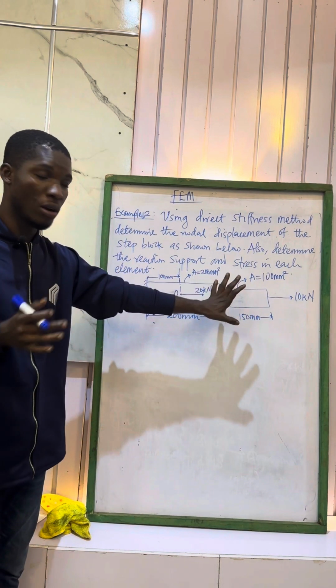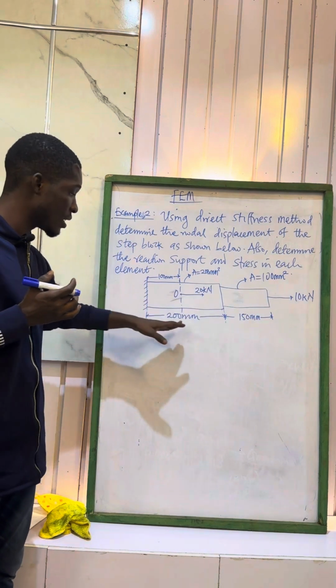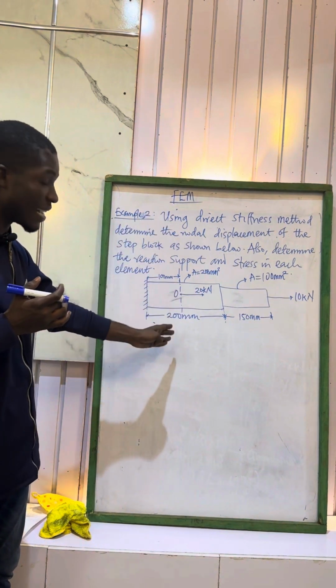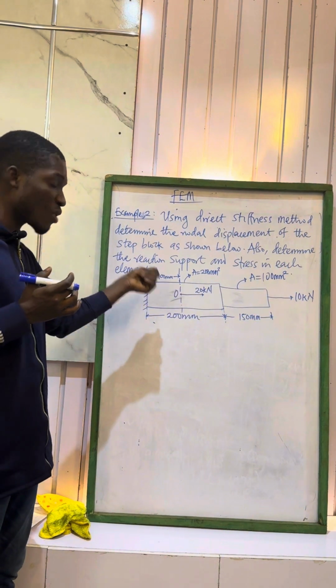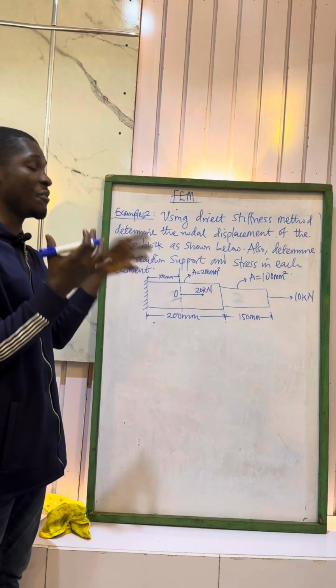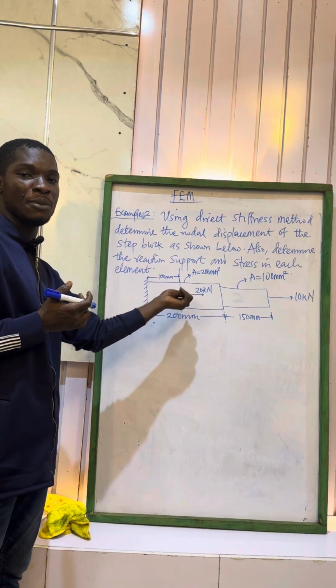So, this is the block. If you can see, the total length will be 200 millimeter, and it is sectioned in the middle where a force is being applied. If you want to view it in real life, there's a particular object or a load that is placed at this point.